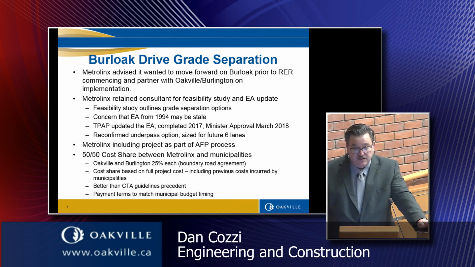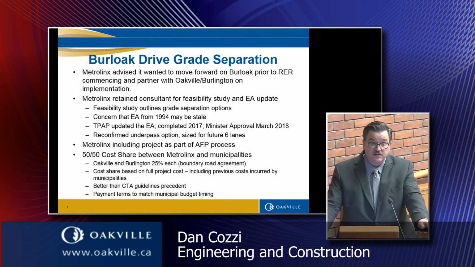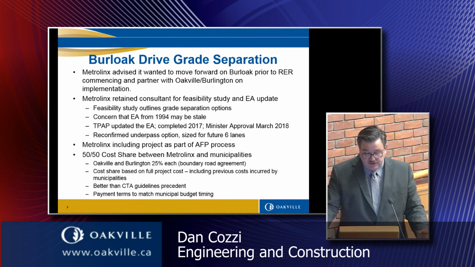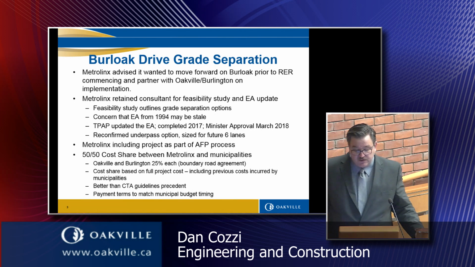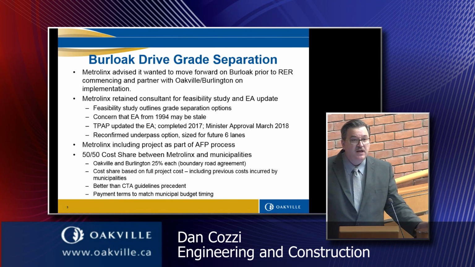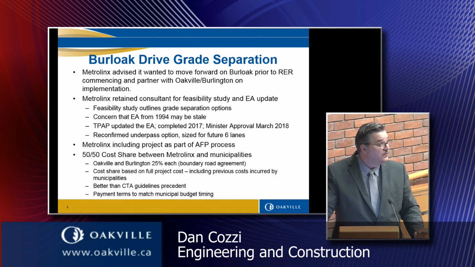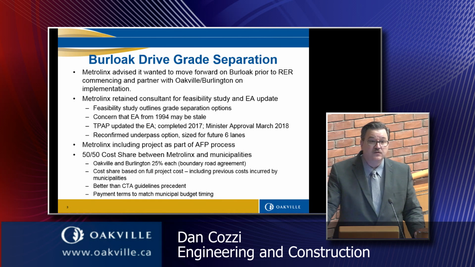and the project is going forward as a 4-lane project, but the underpass itself is being sized for 6 lanes. So when the time is there, when we need to widen to 6 lanes, it's just an exercise in pushing the curbs out from the sides. Metrolinx has included this project as part of their AFP process. AFP stands for Alternative Financing Procurement. It's another word for design build, where they retain consortiums to finance, design, and construct the project.